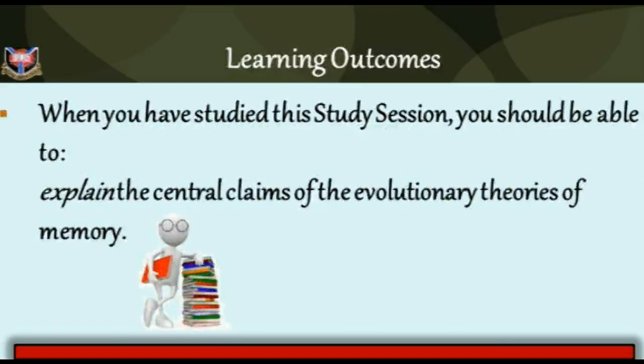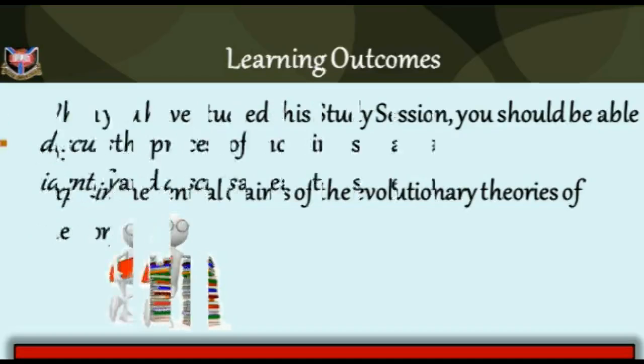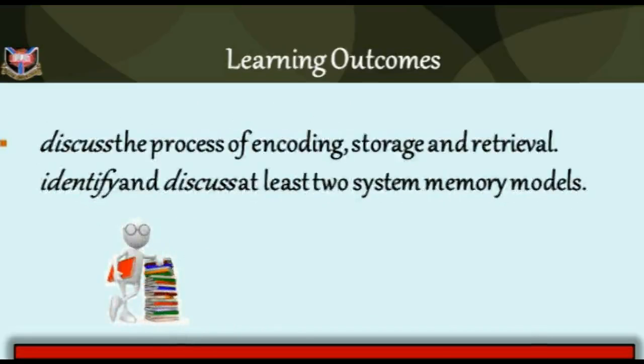Learning outcomes. When you have studied this study session, you should be able to explain the central claims of the evolutionary theories of memory, discuss the process of encoding, storage and retrieval, and identify and discuss at least two system memory models.